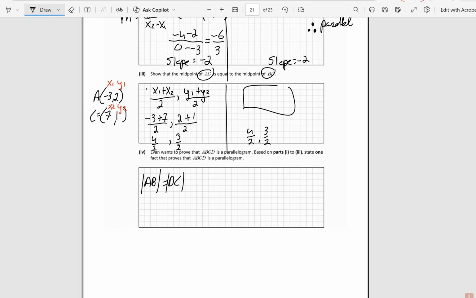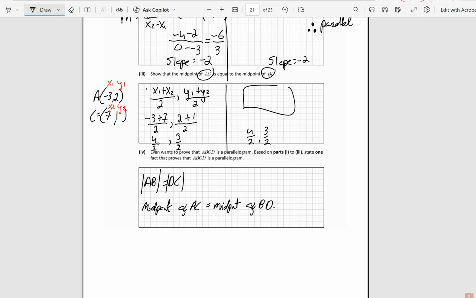And we can say that the midpoint of AC equals the midpoint of BD. We're just kind of rephrasing it. So we can basically say the opposite sides are parallel to each other. We can say the diagonals bisect each other. We can say the opposite sides are equal in length.